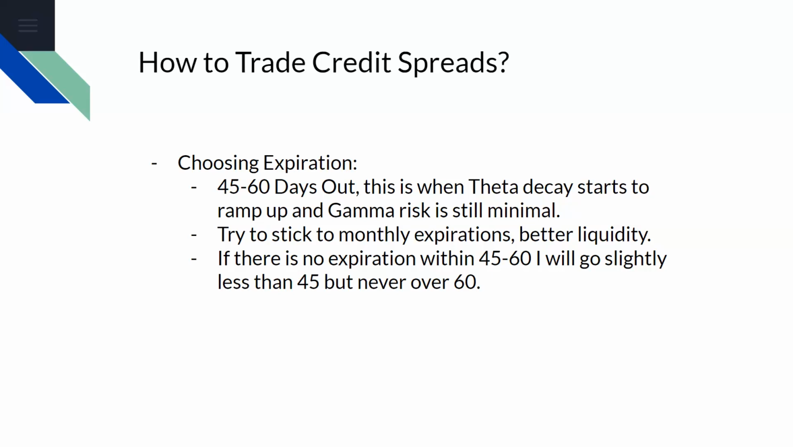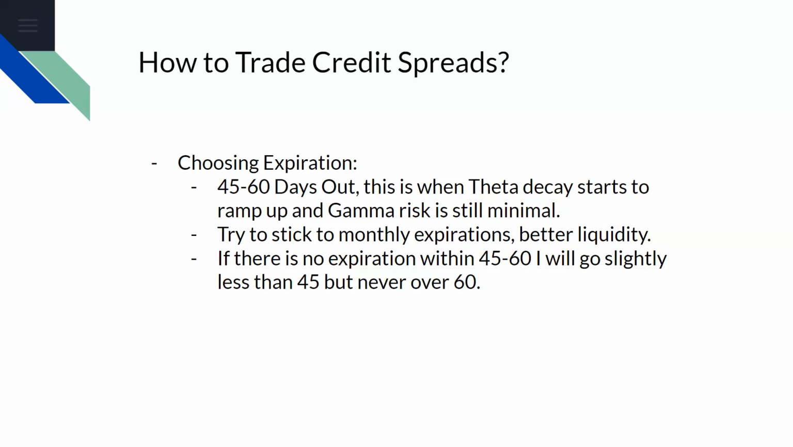So I always stick to the monthly expirations because there is better liquidity. And this is something that you can just go through, and even on some pretty liquid stocks like AMD, if you look at the monthly expiration versus the weekly expirations, you'll see that the weeklies are drastically lower in their volumes. So I always stick to the monthly expirations just to ensure that we have that liquidity that I want.